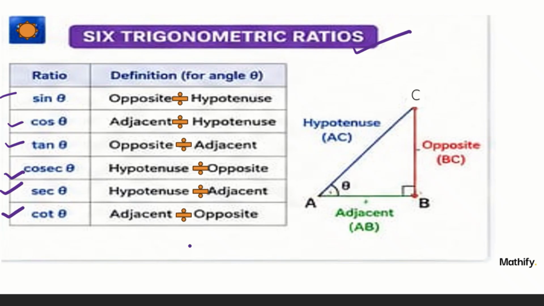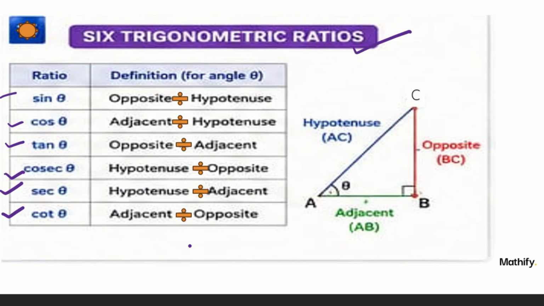Now, what is sin theta? Sin theta is opposite over hypotenuse. Cos theta is adjacent over hypotenuse. Tan theta is opposite over adjacent. Cosec theta is hypotenuse over opposite. Sec theta is hypotenuse over adjacent. Cot theta is adjacent over opposite.